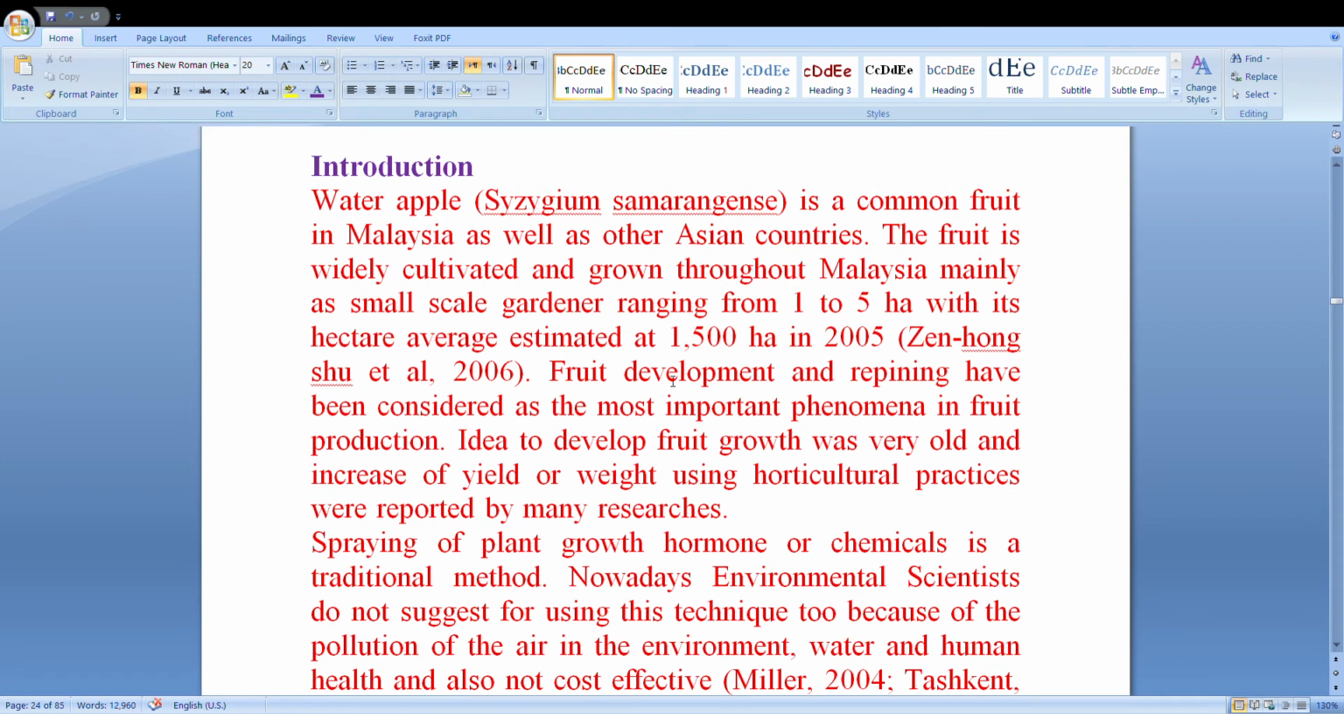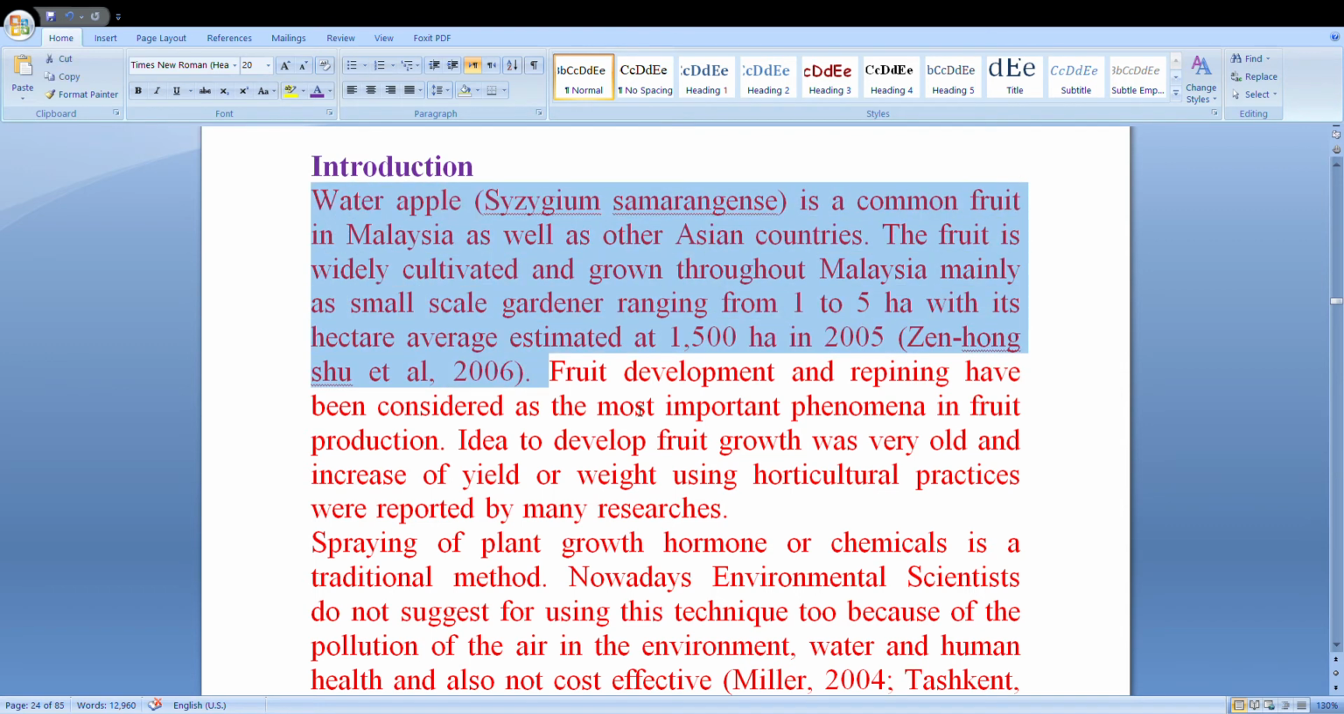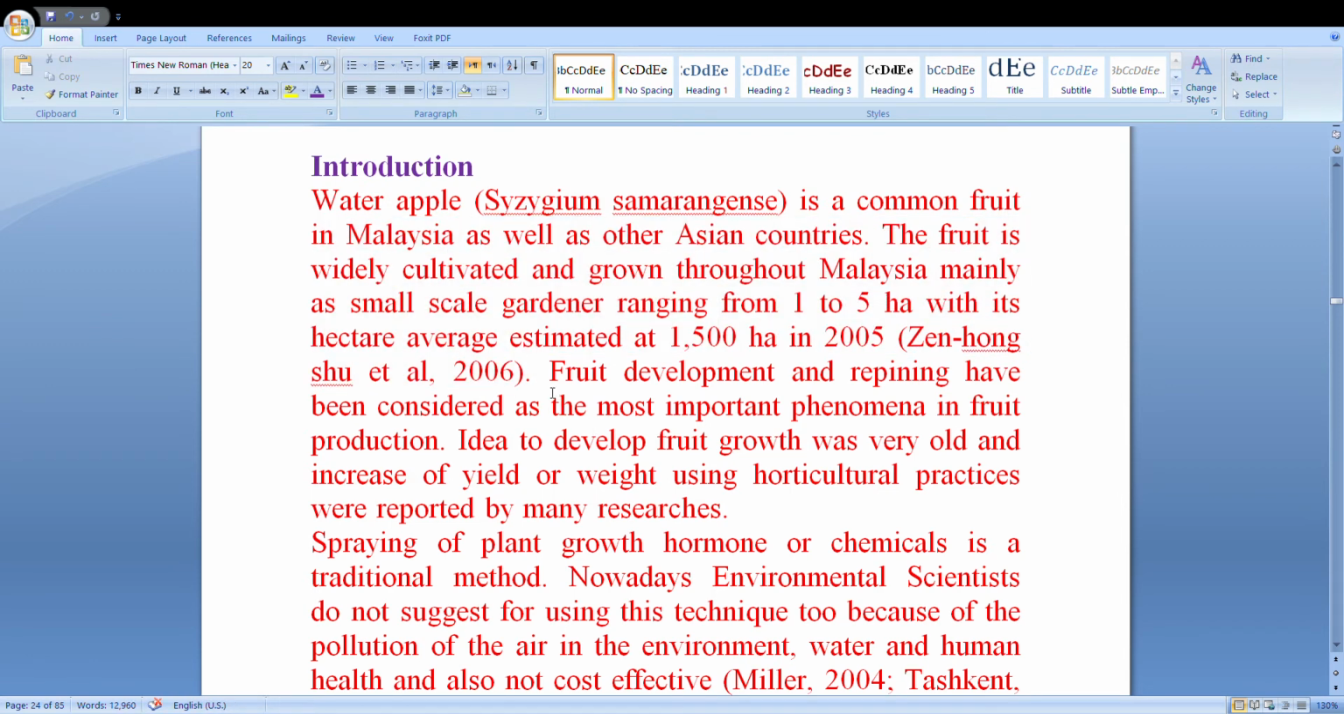We can see the introduction. Water apple is a common fruit in Malaysia as well as other Asian countries. The fruit is widely cultivated throughout Malaysia, mainly by gardeners on a scale ranging from 1 to 5 hectares, with an average estimated at 1,500 hectares. Actually, my PhD student did this experiment in Malaysia. That's why he mentioned the data with respect to Malaysia.